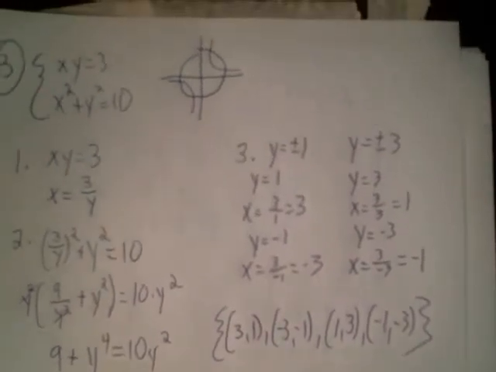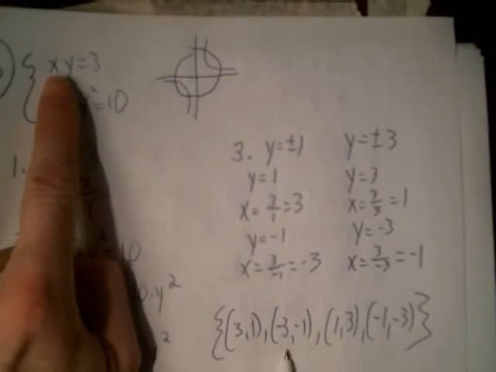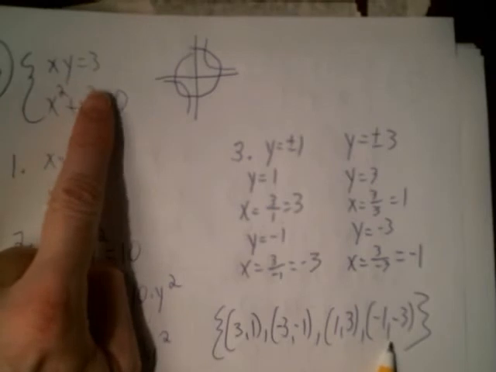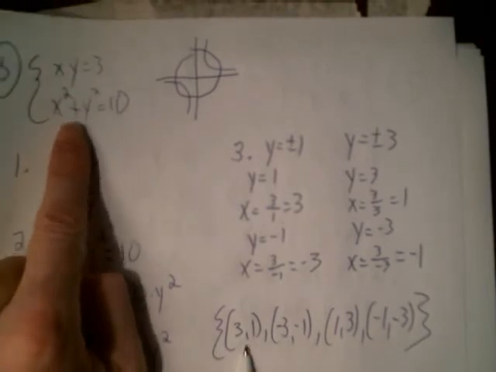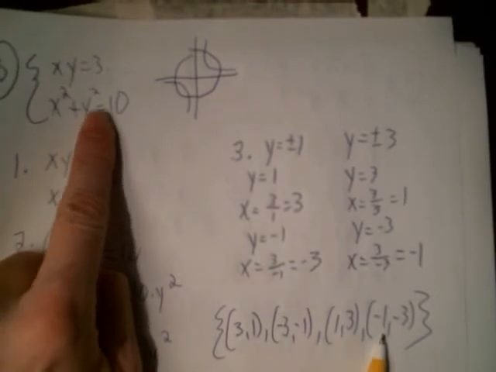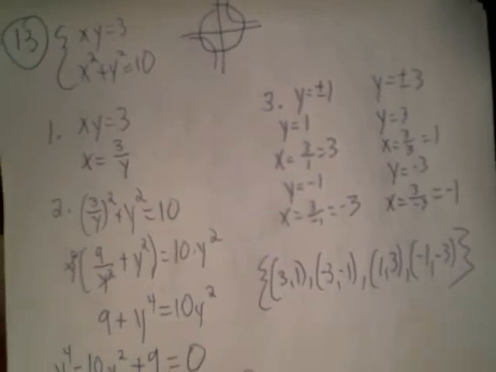Okay. And you could do some spot checks. 3 times 1 is 3. That works here. Negative 3 times negative 1 is 3. 1 times 3 is 3, and that one's also 3. And then when you plug them in here, you get 9 plus 1 is 10, every time. Okay, so these all work.